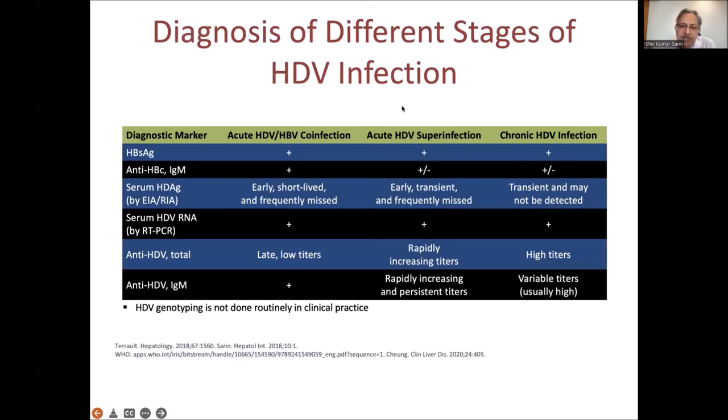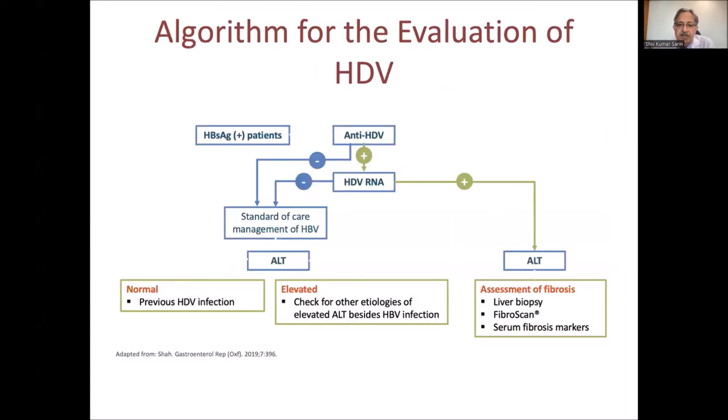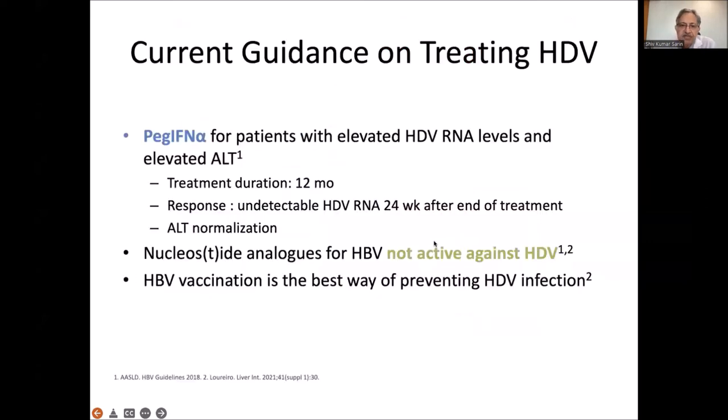So how do you differentiate these two conditions? IgM anti-core negative. I will skip these in the interest of time. These are the algorithms. You have a surface antigen positive. If you have a suspicion, then you can do an anti-delta. If it is a superinfection or something, you will do an HDV RNA. You will manage hepatitis B. If after treating hepatitis B, ALT remains high, you may have to assess for hepatitis delta.